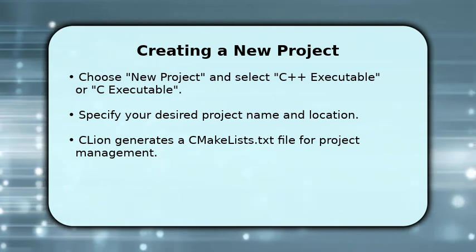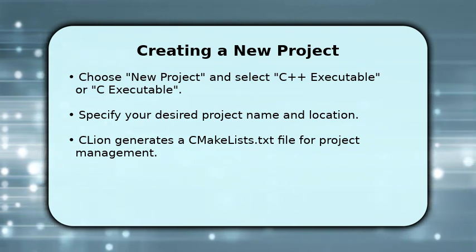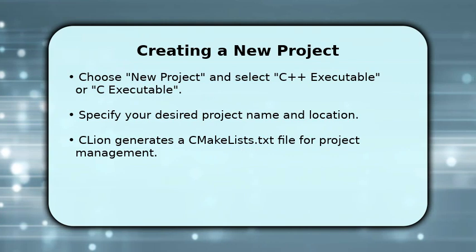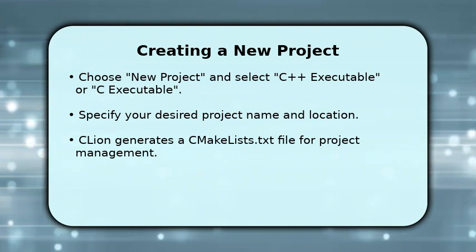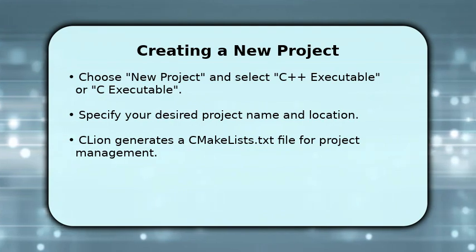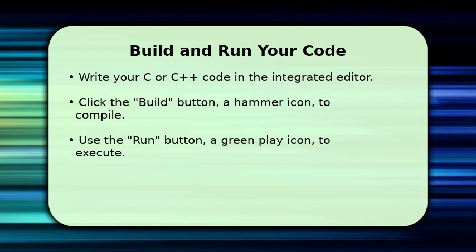CLion automatically generates a CMakeLists.txt file, which is crucial for managing your project's build process. Remember to configure your CMake settings within the Settings or Preferences menu for optimal performance. With your project set up, you can now write your C or C++ code directly in CLion's powerful editor.